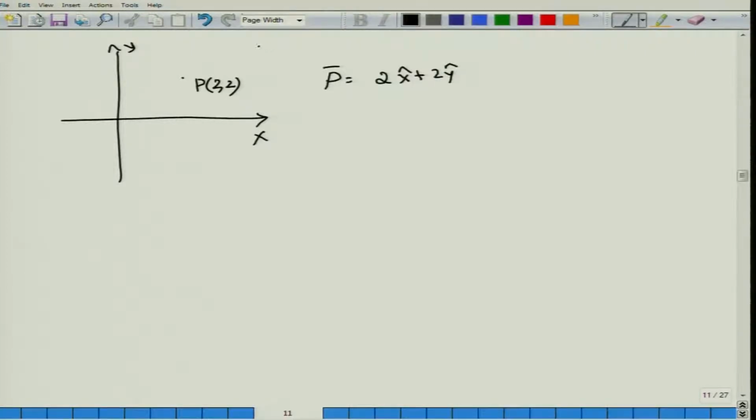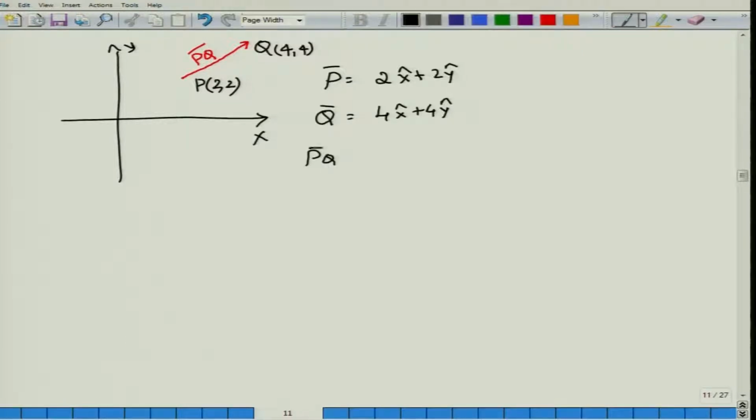Now I can also imagine a point Q which would be given by the points 4 and 4. The corresponding position vector for Q is given by 4x hat plus 4y hat. Now imagine that I actually draw a vector from P to Q, that is, I have a vector which originates from P and terminates in Q. What is the vector that describes this one? Let us call this vector PQ. What is the vector PQ given by?